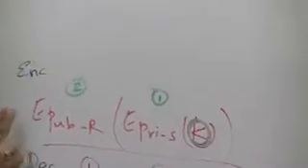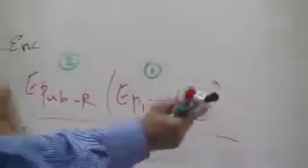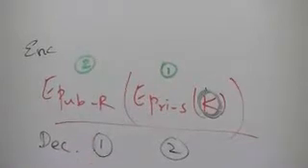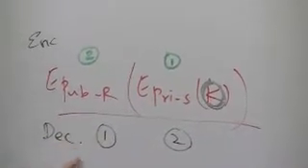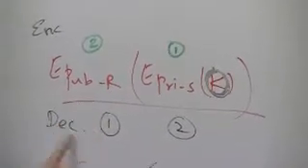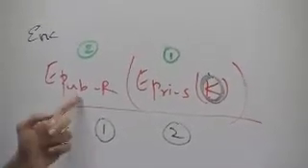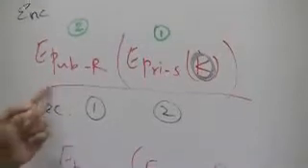So anyone else who captures this encrypted message, can they do the first decryption successfully, except the receiver? Only the receiver can decrypt this with his or her private key. Nobody else will know the receiver's private key.